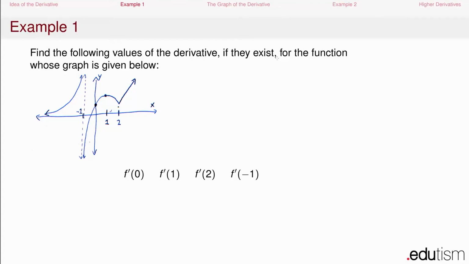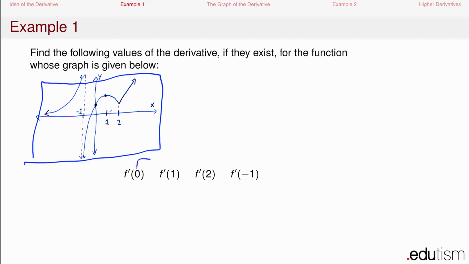Example 1 is an example of a question where we want to find the values of the derivative given the graph of a function. So here we've been given the graph of a function. We want to find the values of the derivative of that function from the graph. The first derivative we want to find is f prime of 0.